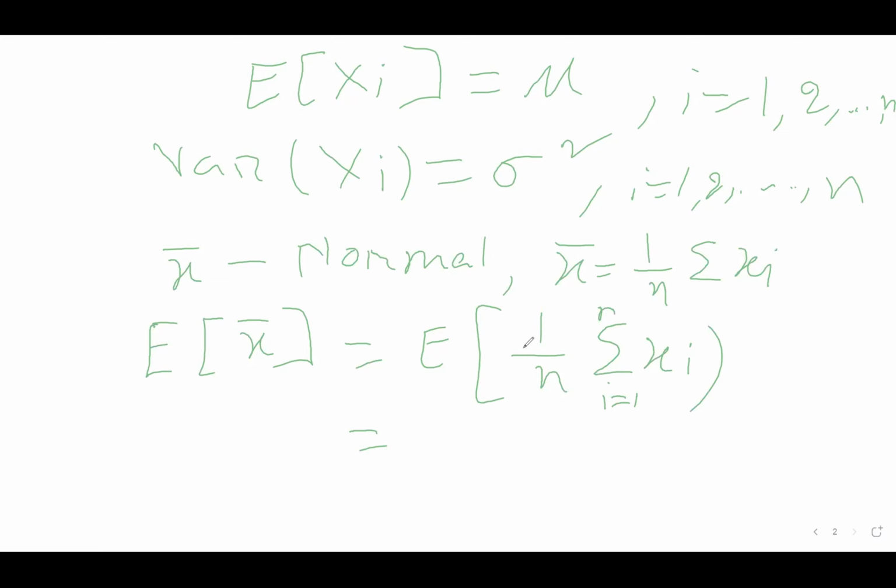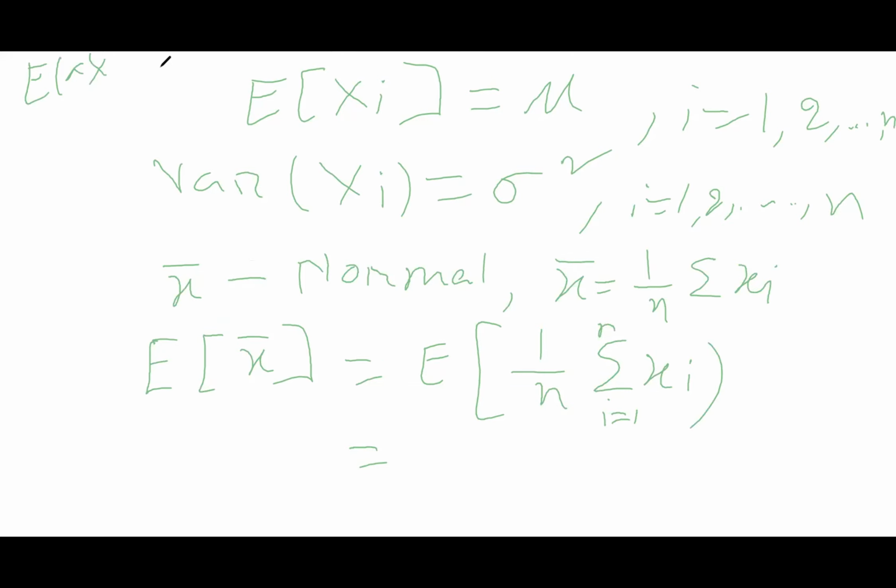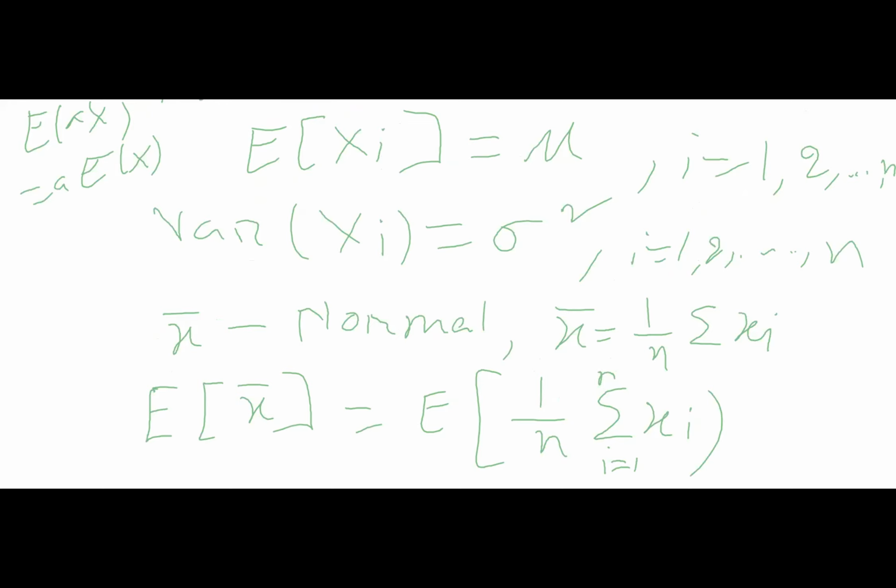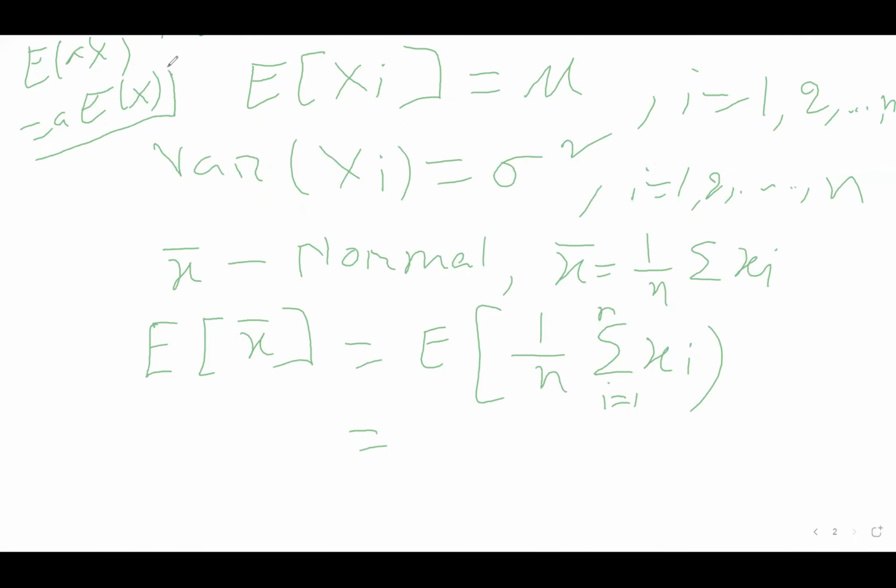Since 1 over n is a constant, we can write this constant outside the expected value. This is a property of the expected value. You already know that the expected value of a times x is equal to a times the expected value of x. So since 1 over n is a constant, we can write it outside, and then it will be the expected value of summation of xi.